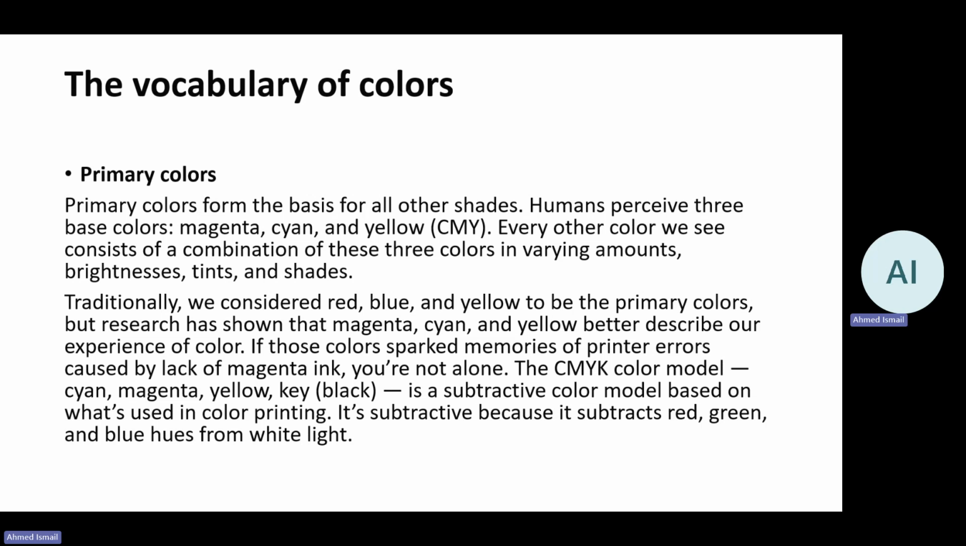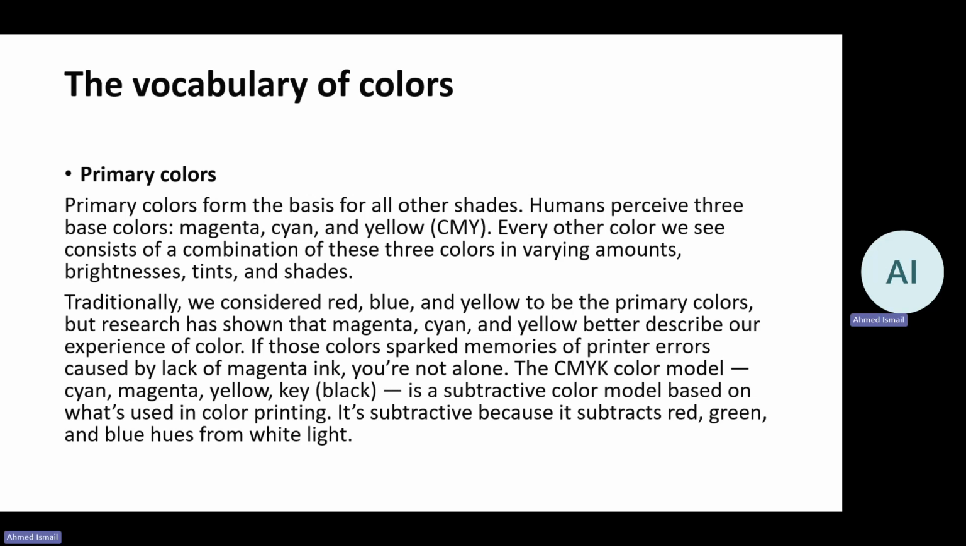CMY, magenta, cyan, and yellow, are the primary colors that are perceived by the human eye, and they are essentially the main colors that each color in the color wheel, or whenever you see a color, is combined from, with some proportions of these colors.